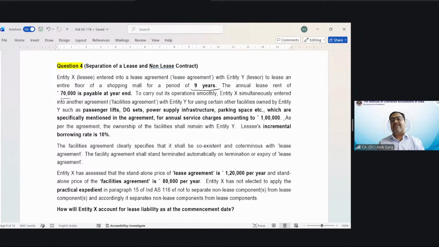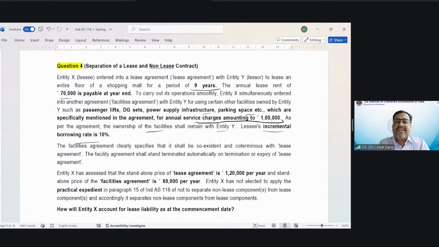In addition to this property lease contract, this entity has entered into a contract for facility arrangement also, like passenger lift, DG set, power supply, parking space, which are specifically mentioned in the agreement, for annual service charges amounting to rupees 1 lakh. So 70,000 is lease rent, 1 lakh rupees is facility charges. As per the agreement, the ownership of the facility shall remain with the lessor. Lessee's incremental borrowing rate is 10%.